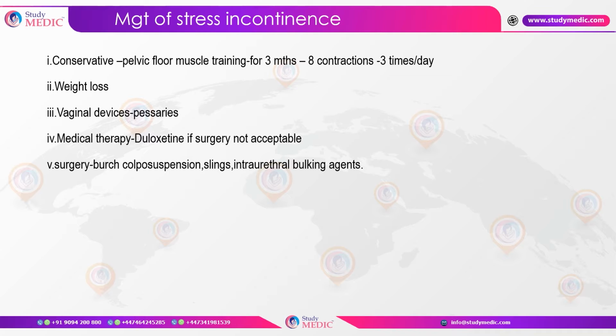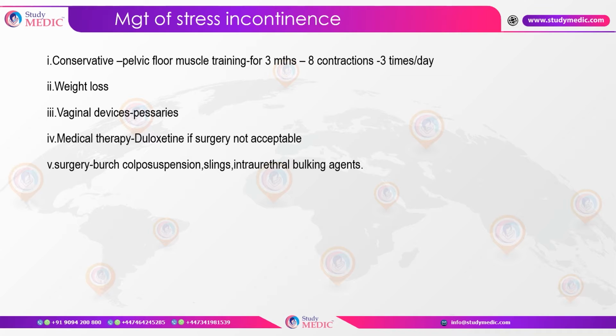Vaginal devices in the form of pessaries can be offered. These are specially offered for women who have not completed their family, because if you offer surgery and in the event of a pregnancy, the benefits of the surgery could be lost, or pessaries could be used to buy some time in women who have medical comorbidities, till you optimize their medical condition. Duloxetine is offered only if surgery is not acceptable to the woman and she is not responding to conservative measures.